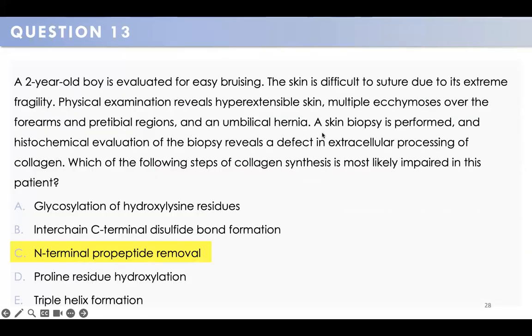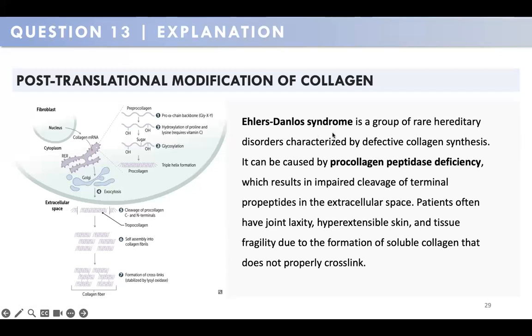Going back to the question, the skin biopsy revealed a defect in extracellular processing of collagen. So this is a rare form of Ehlers-Danlos syndrome. As you may know, Ehlers-Danlos syndrome is due to collagen deficiency or defect, but it may also be due to a procollagen peptidase deficiency, which causes impaired cleavage of the terminal propeptides in the extracellular space, as seen here in step 5. The main question was asking about the compartments where the processes happen, and it would cause the same presentation as Ehlers-Danlos syndrome. Is that clear? Okay.